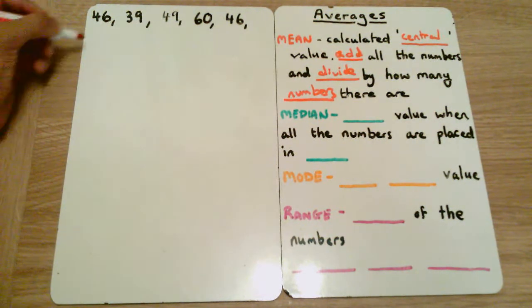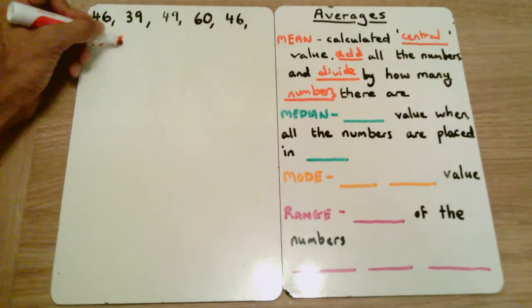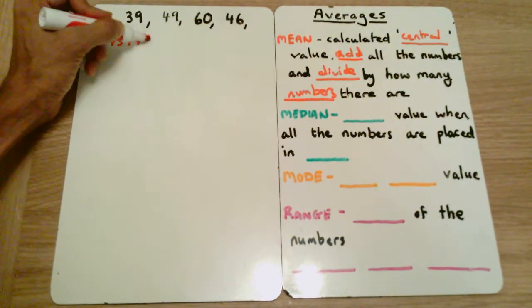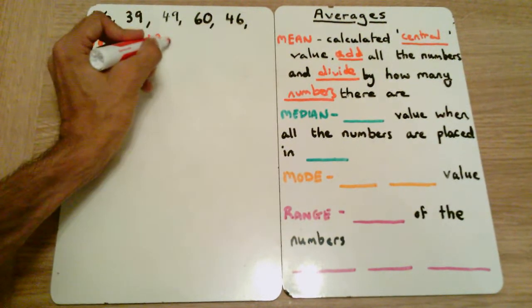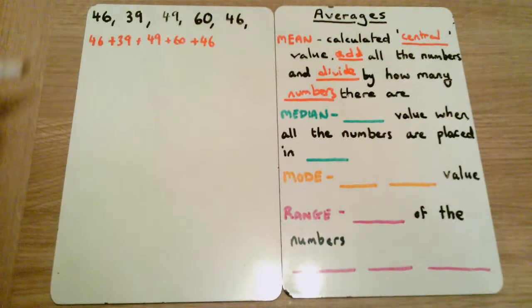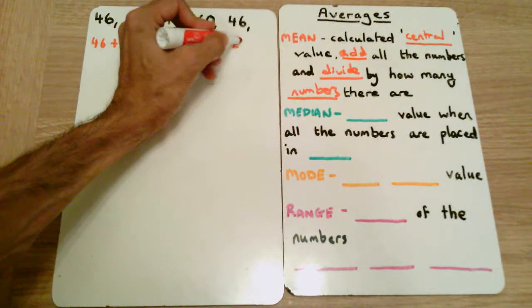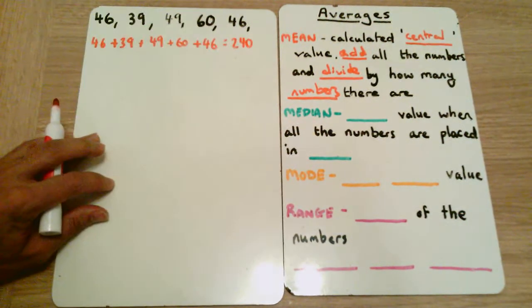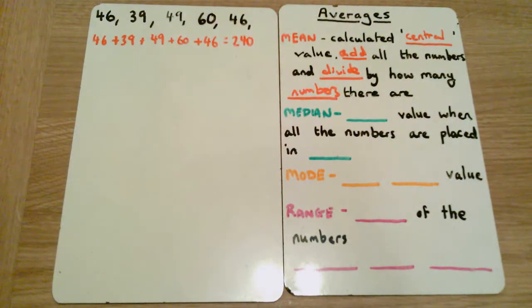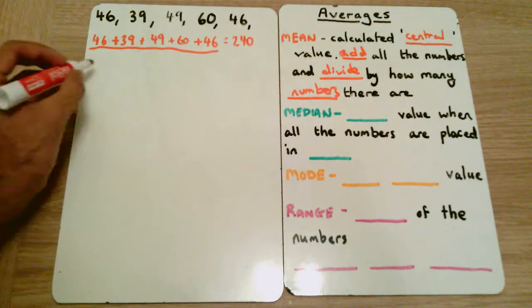So the way we do this, if we add the numbers we have, that's 46 plus 39 plus 49 plus 60 plus 46, that gives us a total with our calculator equal to 240. Now that is basically the total height of all the plants. But if we're looking for the mean, we have to divide that by how many plants there are. So it's sharing the height between those 5 plants equally.